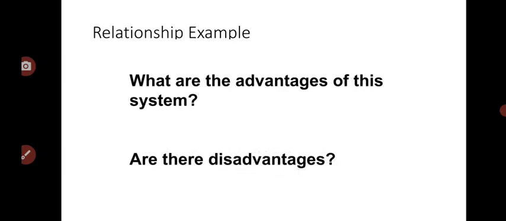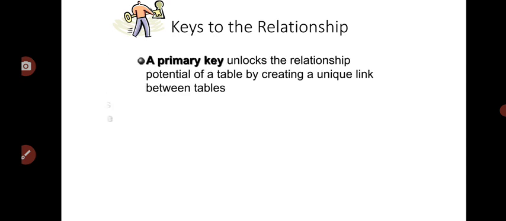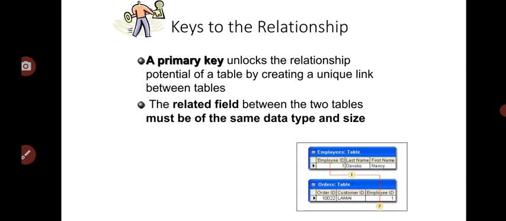Relationship example. What are the advantages of the system? Are there disadvantages? Keys to the relationship. While establishing the relationships between the tables, we come across several keys to the relationship. One such key is called a primary key.